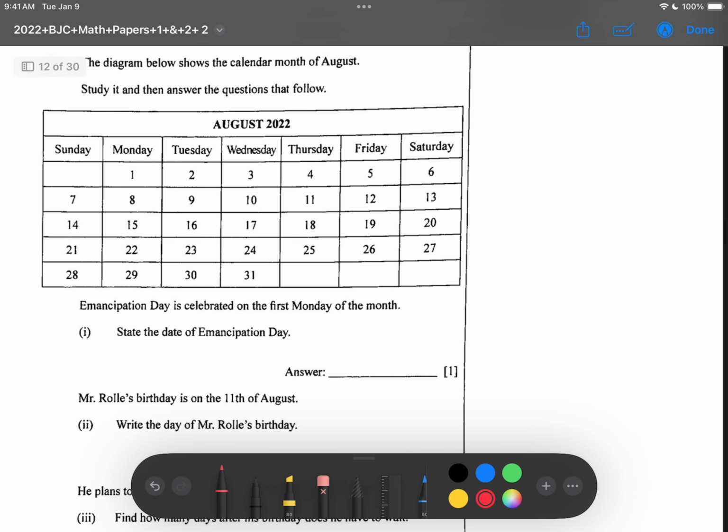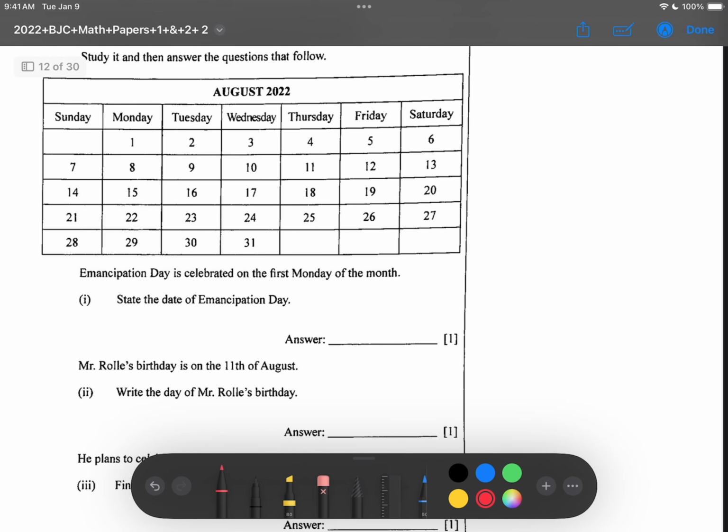The diagram below shows the calendar month of August. Study it and then answer the questions that follow. State the date of Emancipation Day. It says Emancipation Day is celebrated the first Monday of the month. First Monday of the month would be August 1st. And the year would be 2022.